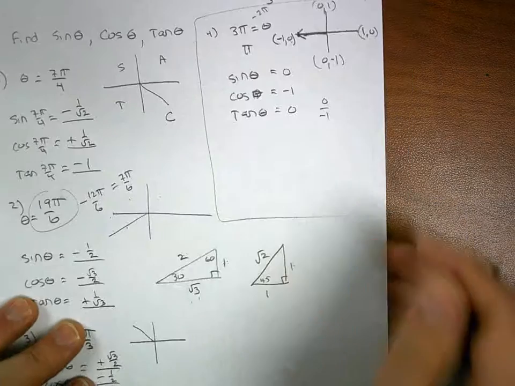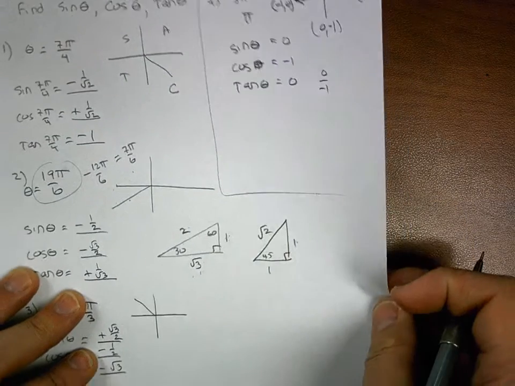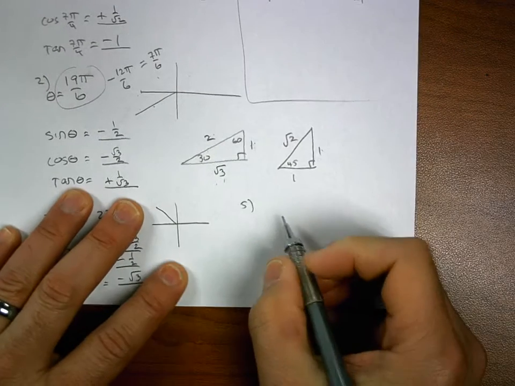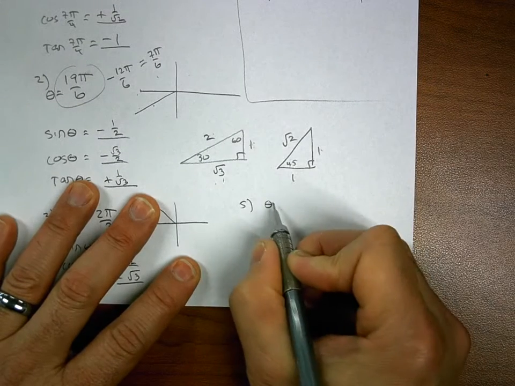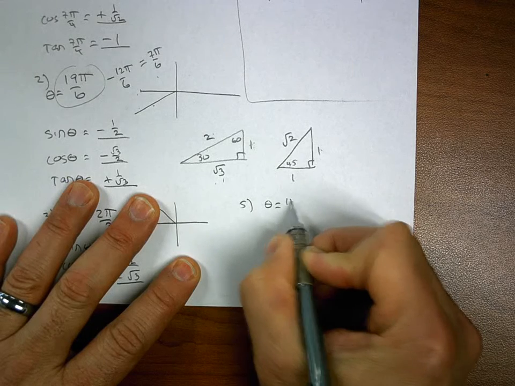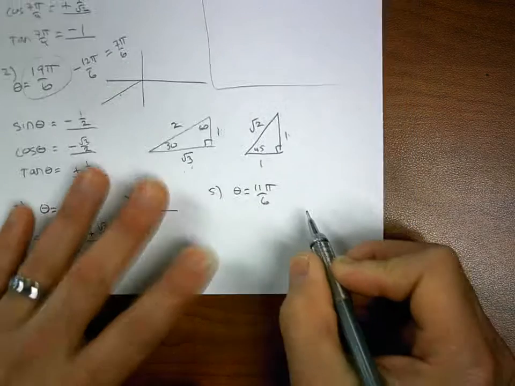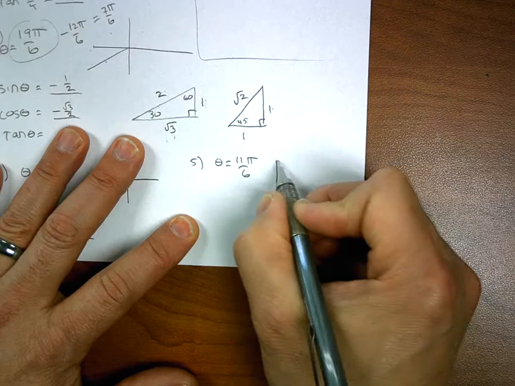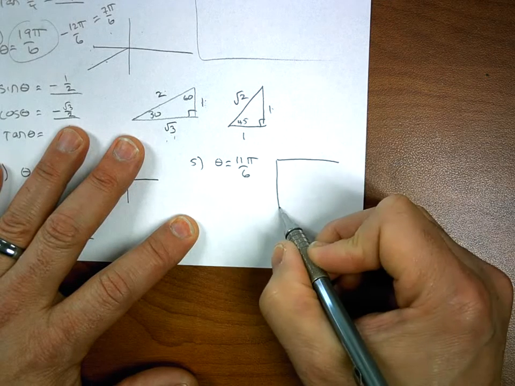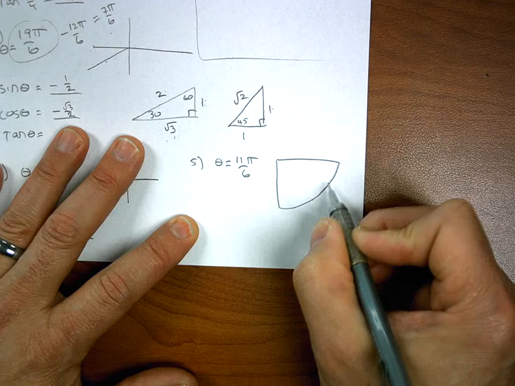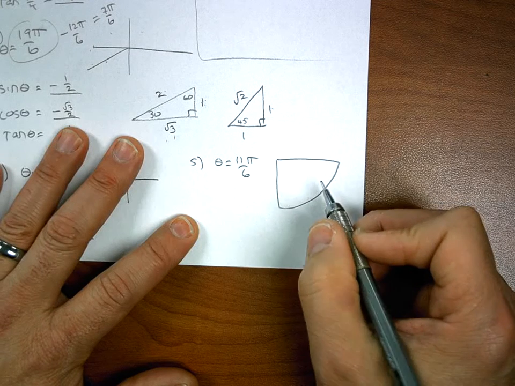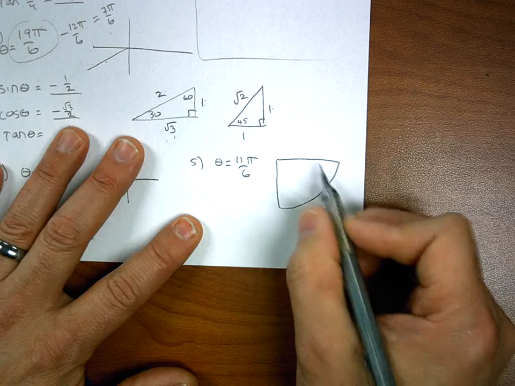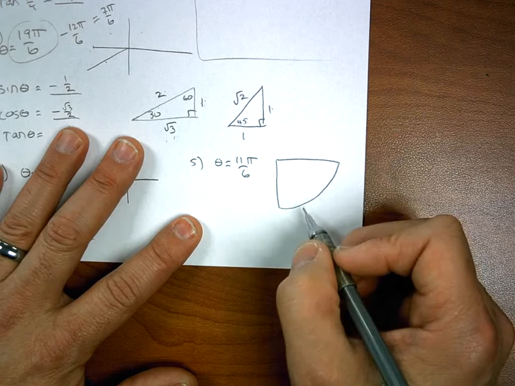Okay. Last one here, because I think some of these are on your homework. Let's call this number 5. If theta is 11 pi over 6, and this is a review problem, they want you to give the ordered pair that's associated with this on the unit circle. So they just drew the fourth quadrant because that's where it's at. So this is in the fourth quadrant.